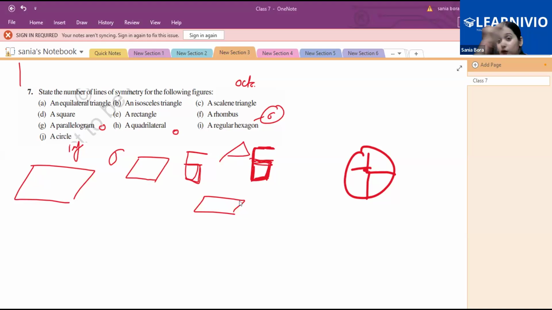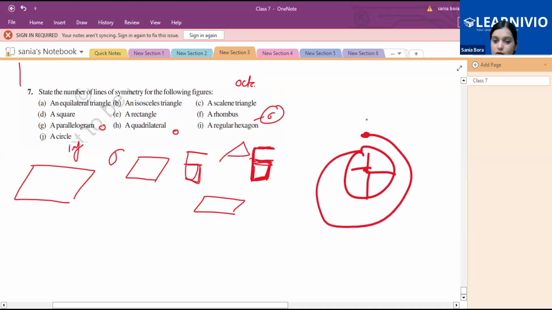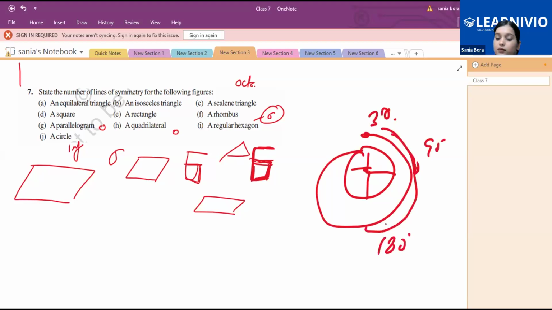If you are turning fully, let's just say you are from here, you came to here, so it is 360. Let's just say from here to here you came 90. From here to here you came 180. Clear? Got it? Any doubt in this? Okay, so I'll just tell you how you perform the question one.